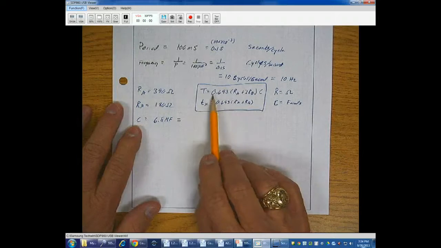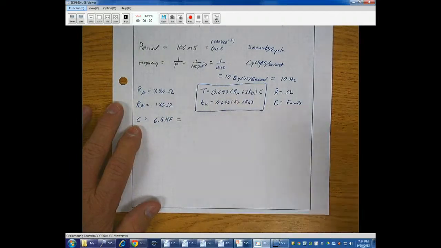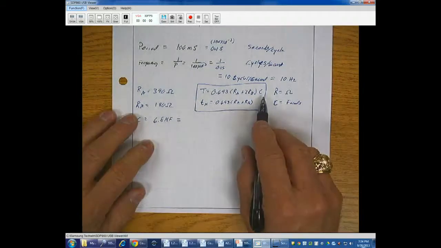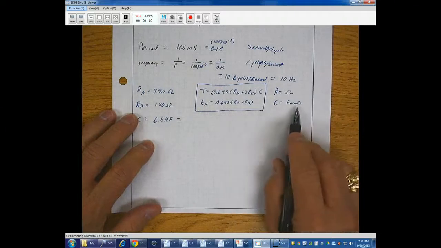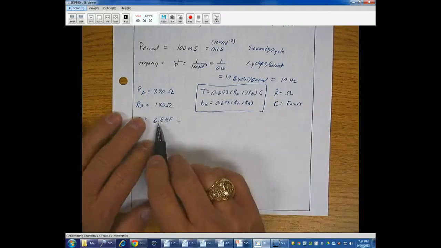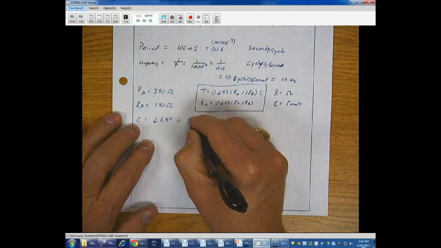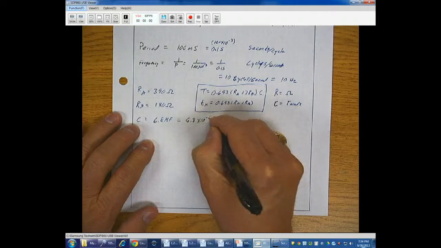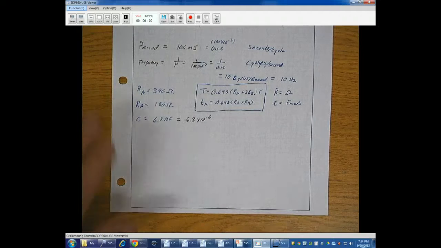For the period, it's 0.693 times whatever the value of resistor A plus whatever the value of resistor B is, times the capacitor value. And the resistor needs to be in ohms. The capacitor needs to be in farads. So that's going to be a problem. I'm not going to multiply by 6.8. I need to actually get the value for that, which is going to be 6.8 times 10 to the negative 6, because the prefix micro means 10 to the negative 6.